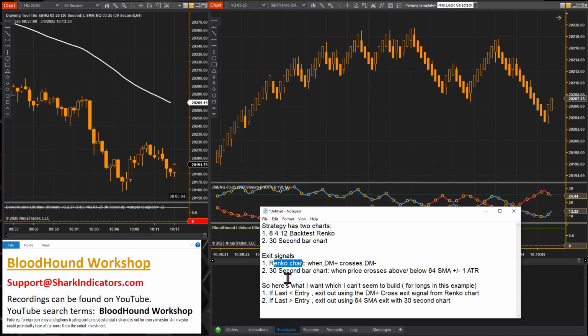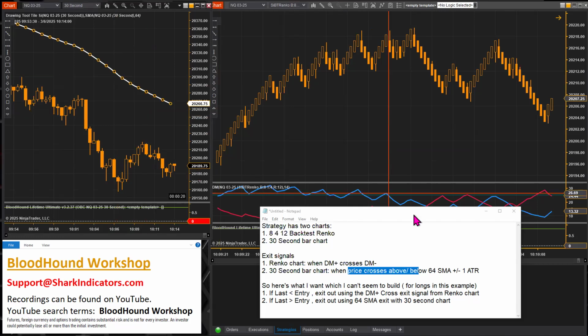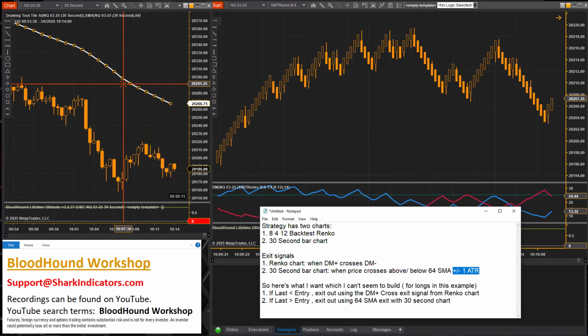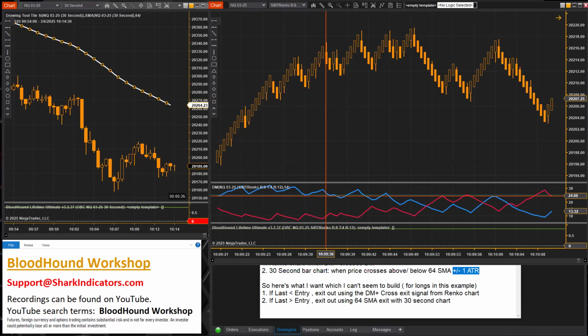And then for the 30-second chart, we're just looking to see if price crosses above or below this SMA with a 1 ATR offset. Unfortunately, I don't know of any indicator that allows you to add an ATR offset to a moving average, so this is just the moving average there. All right. So those are the indicator exit conditions.